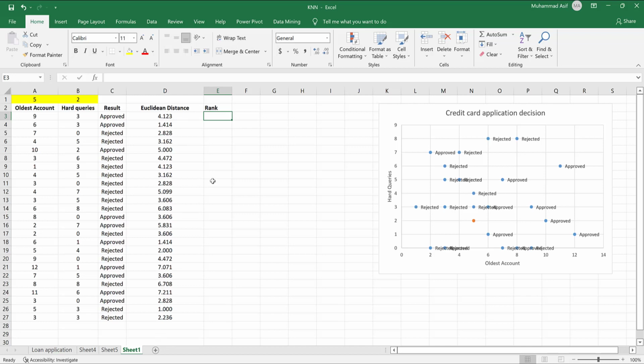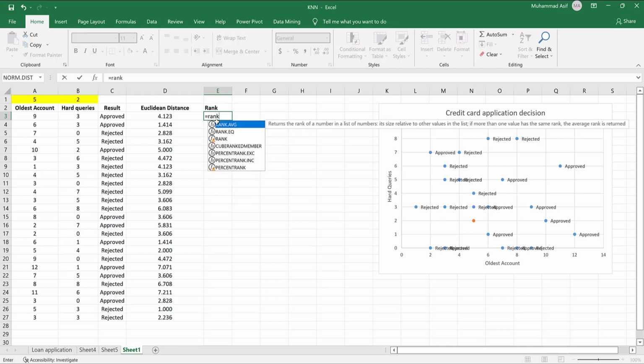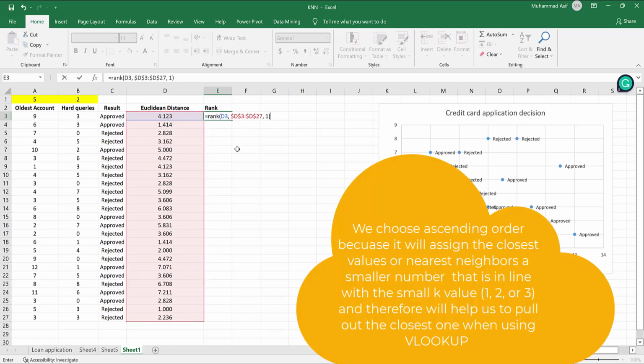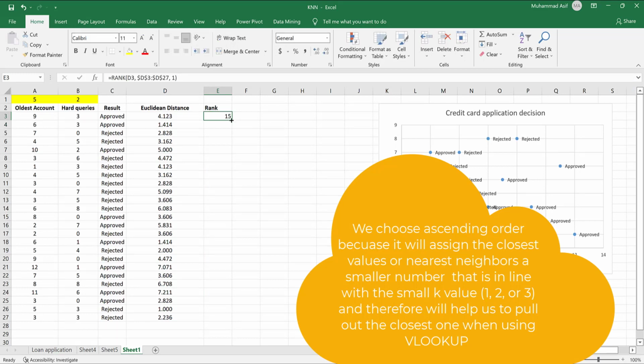In the next step, we will rank these values in order to see which one is the highest and which one is the lowest, and for that we will use the rank function. We select this one, the data to rank, comma, with respect to this range, and then freeze it by pressing F4, and the last argument is that one, ascending order. So our argument here is that we want to rank D3 with respect to this whole range, and we want this ranking to be in ascending order, and it gives this ranking.